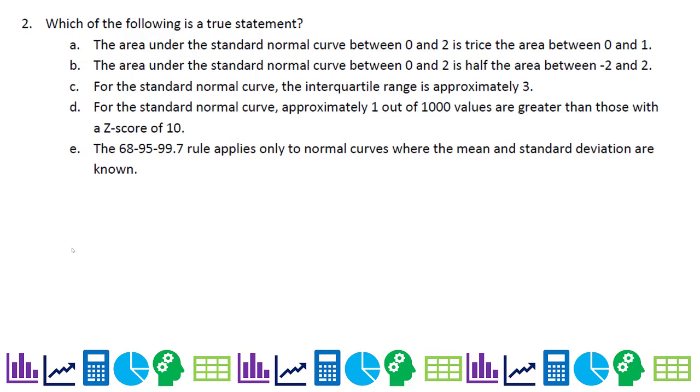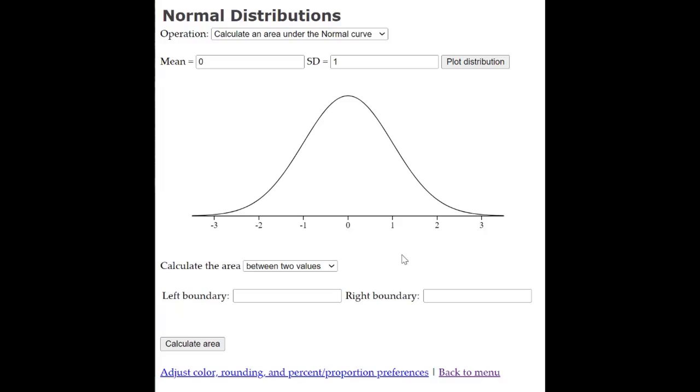So again, I'm going to go ahead and explore this with Statplet. I'm going to use Statplet again to explore the normal distribution. It says the area under the normal curve between 0 and 2 is twice, hopefully instead of thrice, the area between 0 and 1. So let me go ahead and put in the area. I have the regular standard normal curve, which is a mean of 0 and a standard deviation of 1. It should look like that template that I drew where you have 0, 1, 2, 3, and then negative 1, negative 2, negative 3.